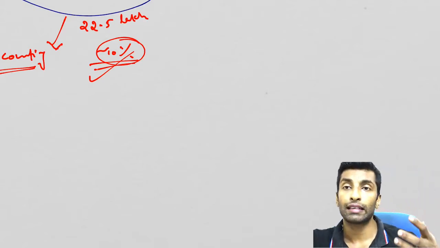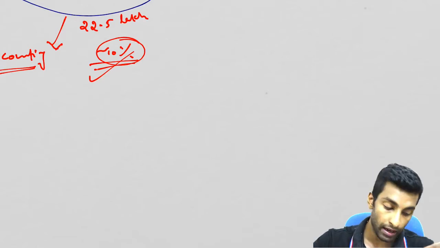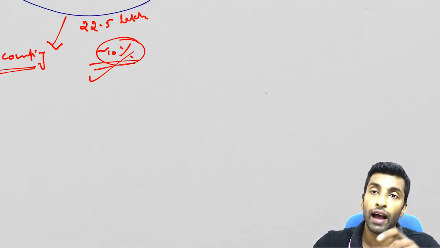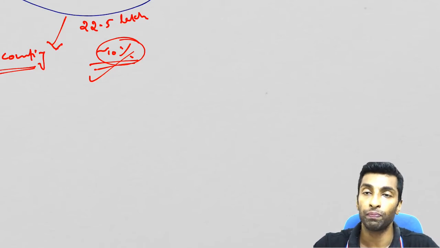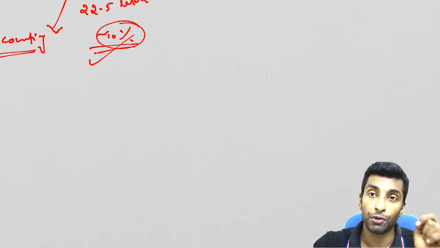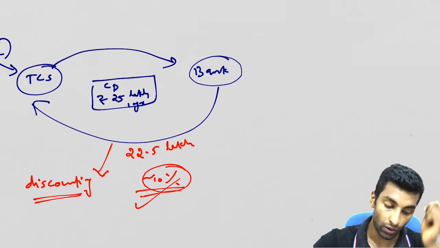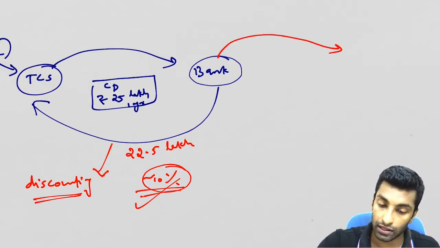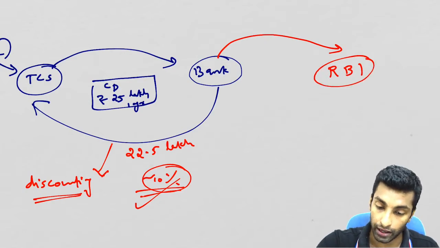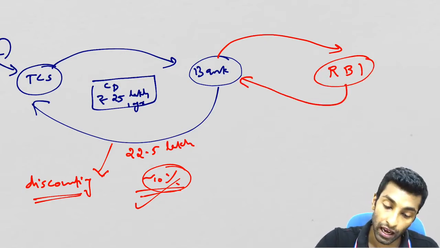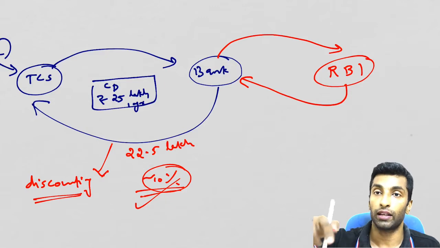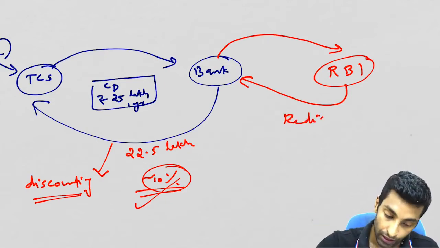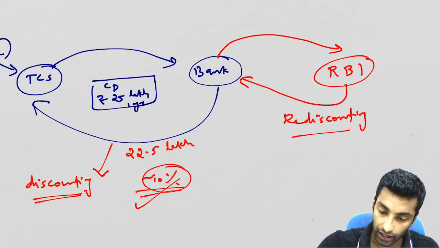Now what the banks can do, banks can pledge the securities to the RBI. So now RBI will deduct some interest and will give cash to the banks. That process is known as rediscounting. I'll tell you what is rediscounting. Banks can give this security to RBI, and RBI will do the rediscounting, that means give loan against that security to the banks. So this process is known as rediscounting.